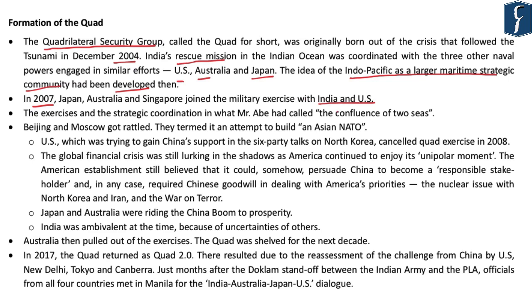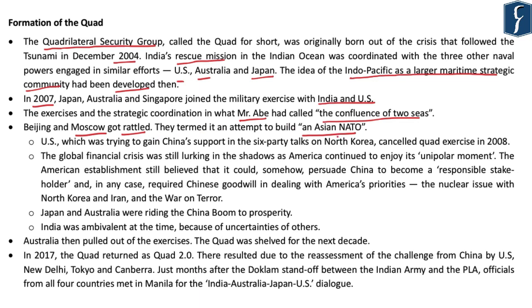The idea was initially conceptualized by Mr. Shinzo Abe, the former Prime Minister of Japan, and he termed this strategic coordination the confluence of two seas, referring to the Indian Ocean and the Pacific Ocean. However, even before the idea could materialize and a vision could develop, China started to get rattled. And to some lesser degree, Russia too. They termed it an attempt to build an Asian NATO. And the pressure tactic of China worked very well in its favor.